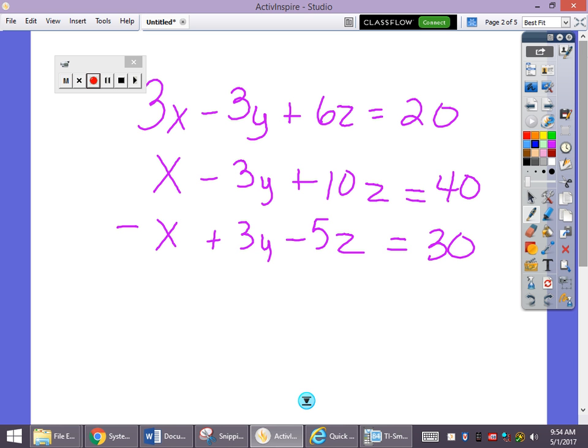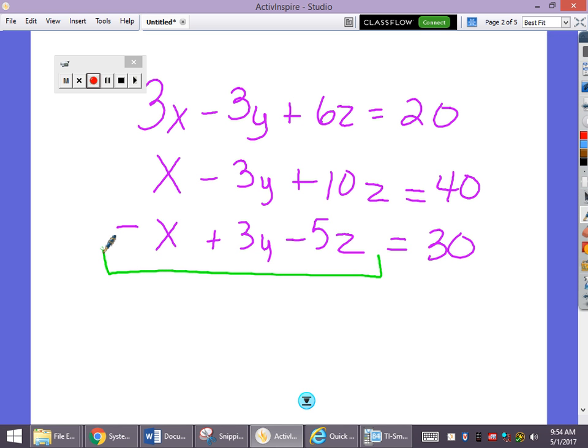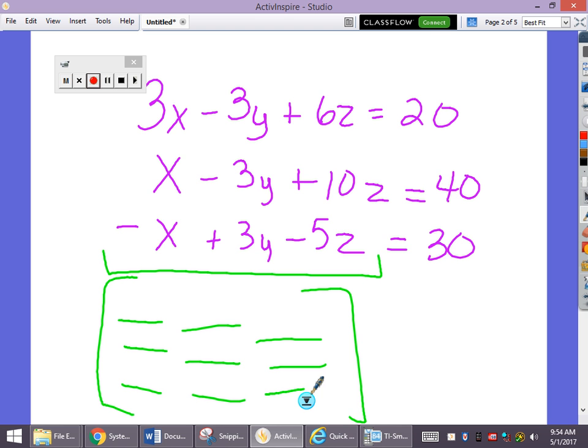All right, so we are going to take this side of the equal sign. If I were to make a matrix out of this, what would the dimensions of the matrix be? 3 by 3. So I need you to turn this into a 3 by 3 matrix. The matrix contains no variables. The matrix only contains the coefficients. So please do that now. All right, help me fill it out. What is it? 3, negative 3, 6, 1, negative 3, 10, negative 1, 3, negative 5.